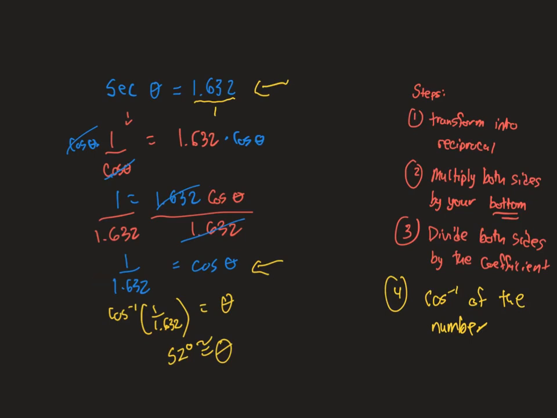So a little shortcut, if you wanted to avoid doing all these steps here, is quite simply going from here to here. So you could skip these 3 steps if you fully understand what you're doing here, because essentially your cosine theta is the reciprocal of what your secant is, and vice versa. And that should always work, and that should also save you some time.